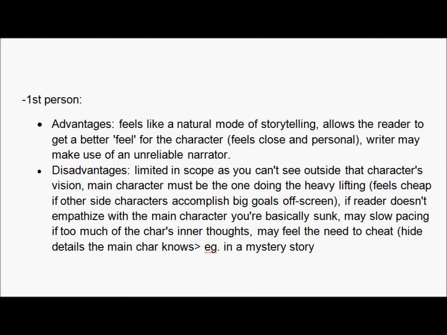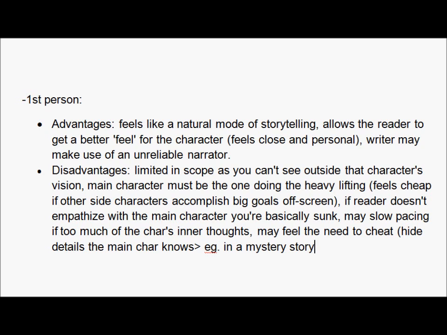Okay, so advantages. It feels like a natural mode of storytelling. So what do I mean by that? Normally when you tell a story about something that happened to you, you use I. I went to the store, I bought some strawberries, a dragon burst through the wall and attacked me, and so on and so forth. It allows the reader to get a better feel for the character. It feels close and personal.